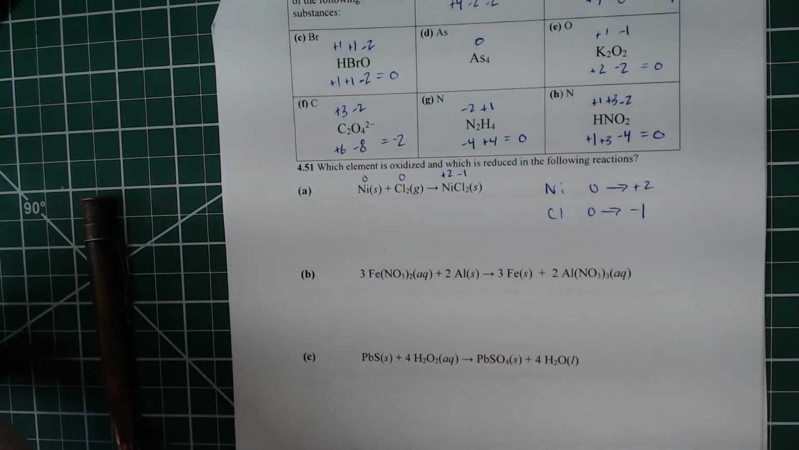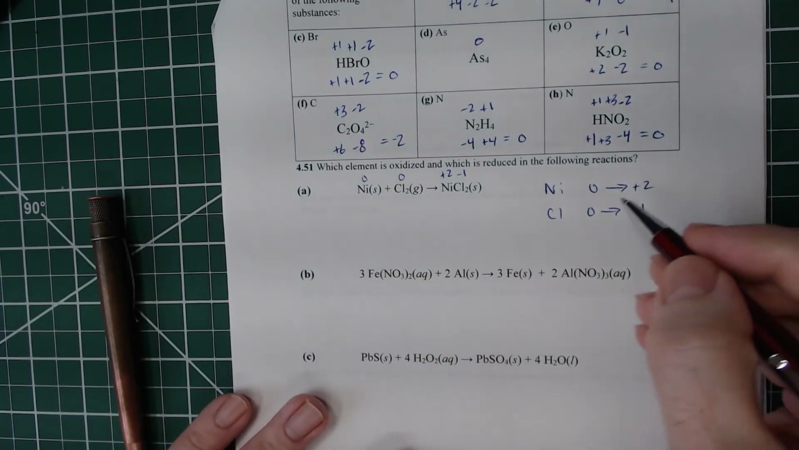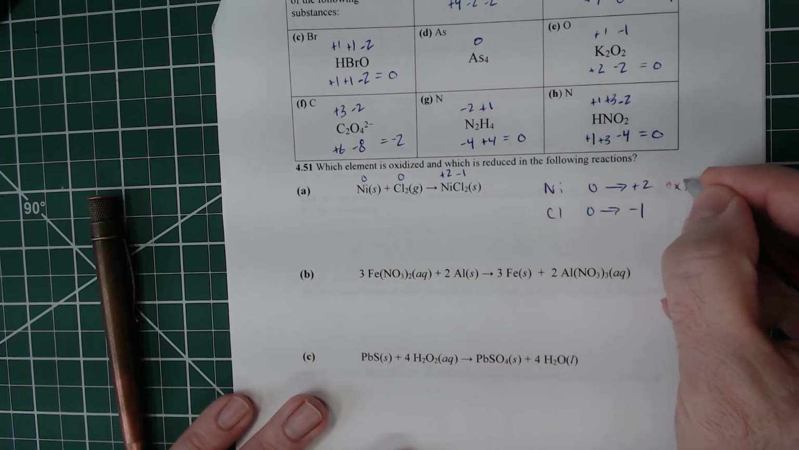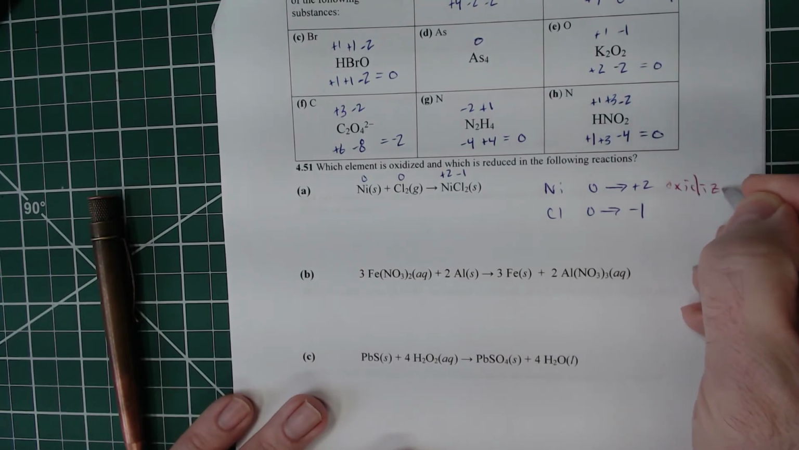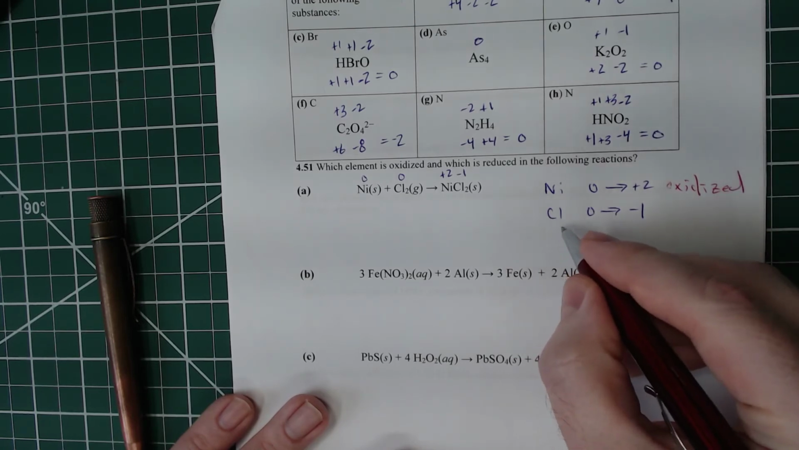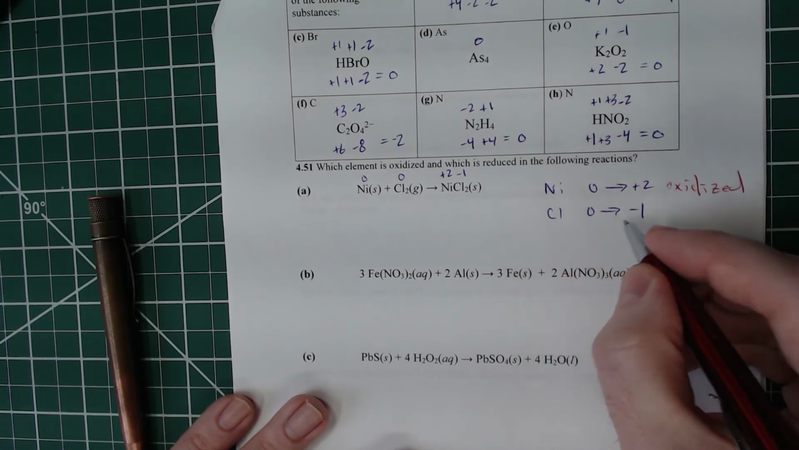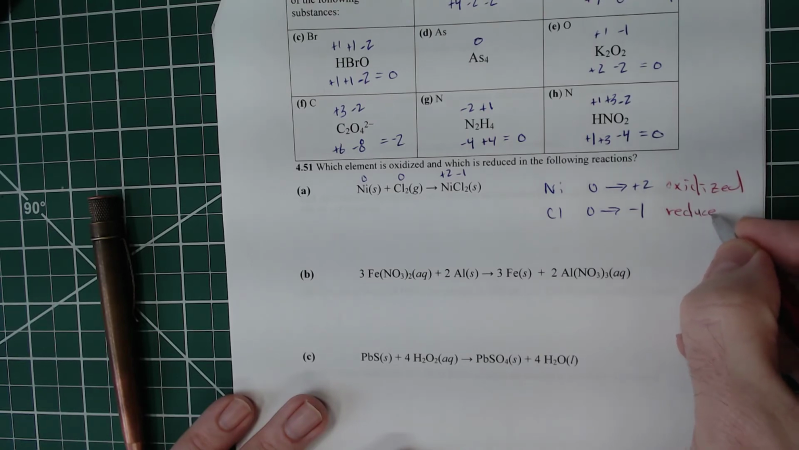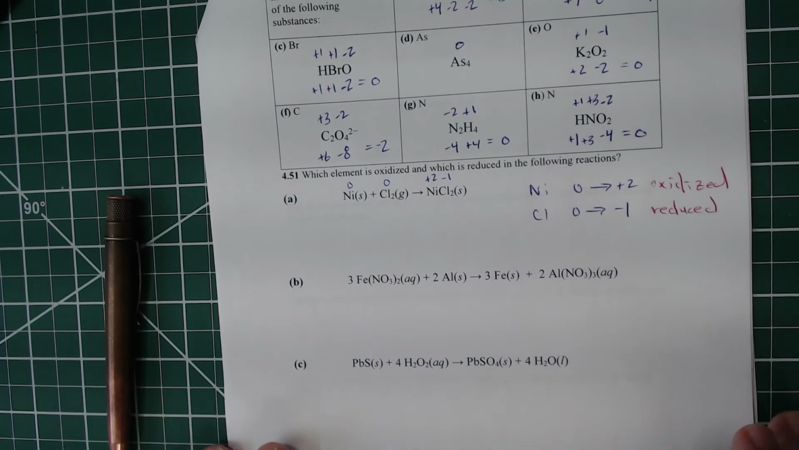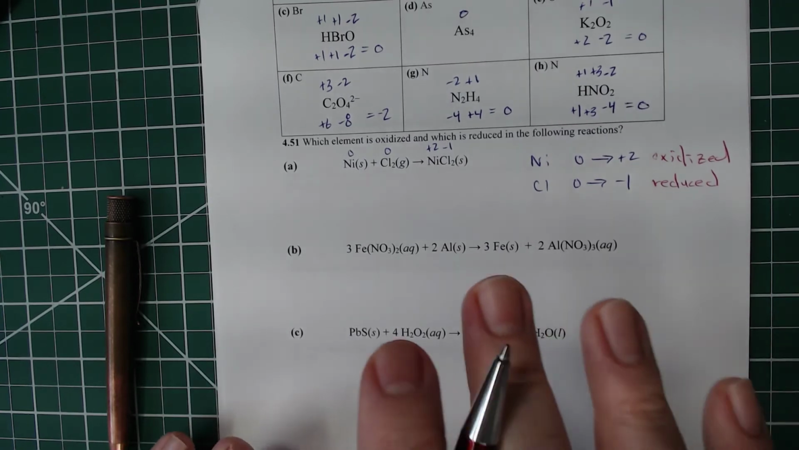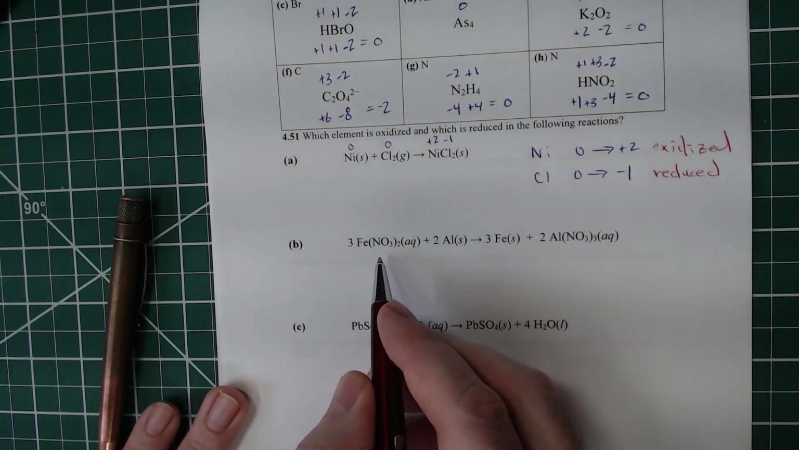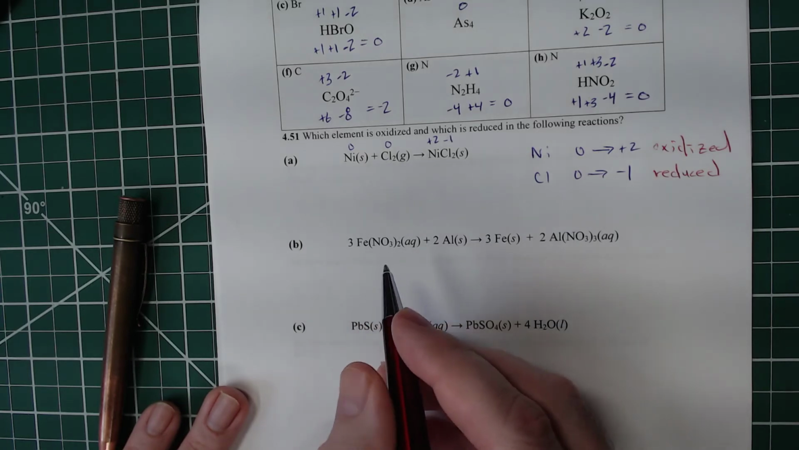So we need to figure out what was oxidized. Well, the thing that got more positive was oxidized, so nickel was oxidized. All right, and the chlorine got more negative, and therefore it was reduced. So it was reduced.